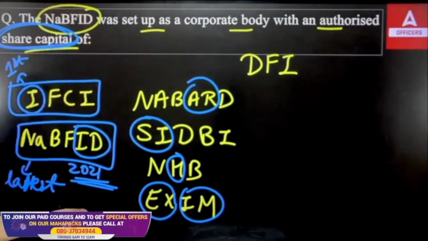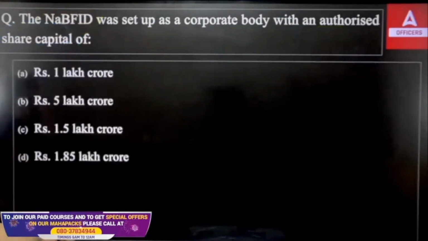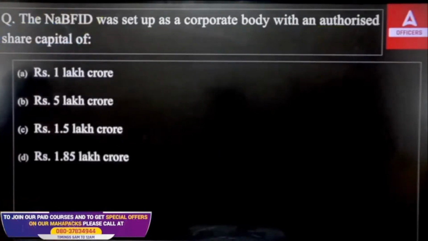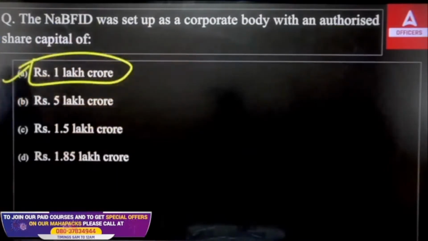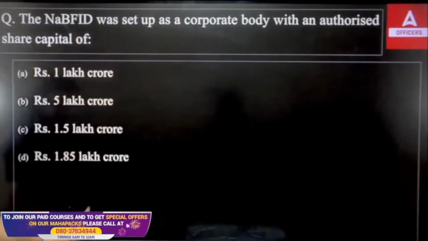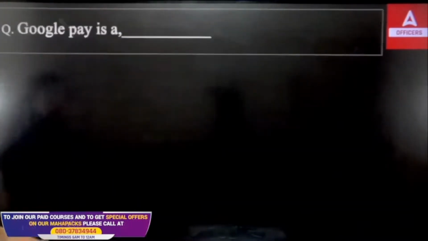So which of the following will be the right option? 1 lakh crore, 5 lakh crore, 1.5 or 1.85. So the right answer is 1 lakh crore. The 1 lakh crore was the authorized share capital of NABFID. It was established in the year 2021. Do remember that this is a very important part.